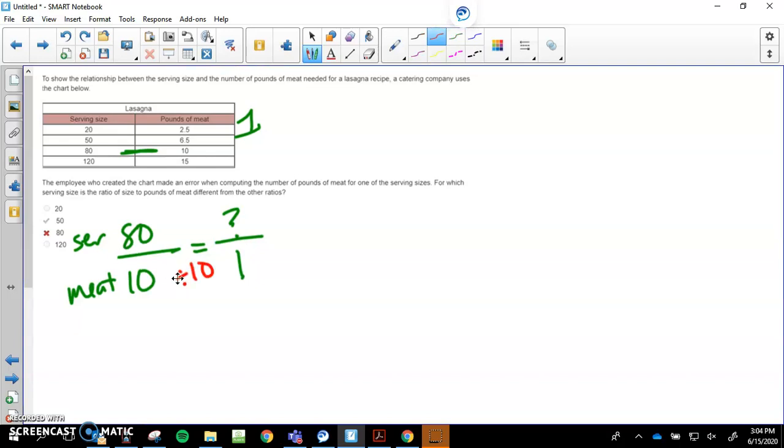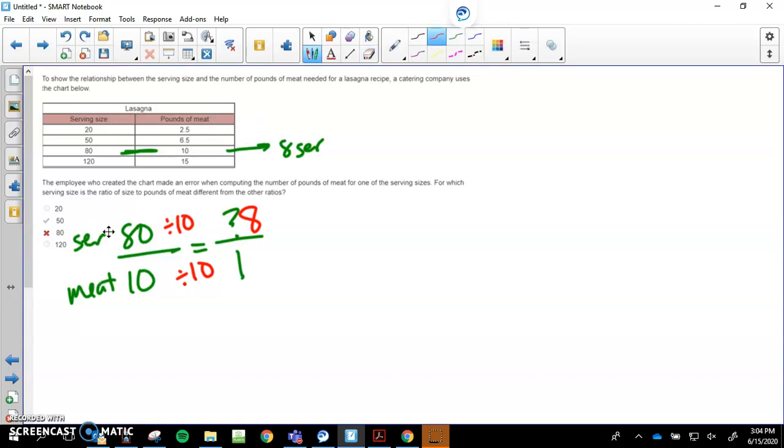Well, I divide by 10. If I divide this by 10, I get 8. So according to my information, this recipe right here, and I'll do it in green that way, I can keep it all nice and color-coded. For 80, I know that it's 8 servings for 1 pound of meat. Okay? 8 servings will get me 1 pound of meat. So let's try the next one.